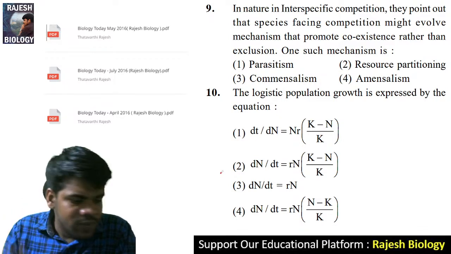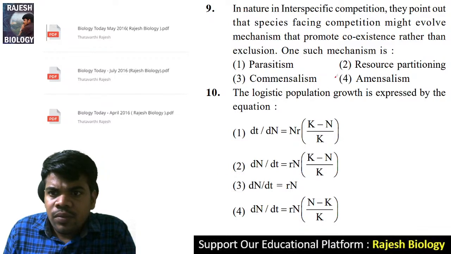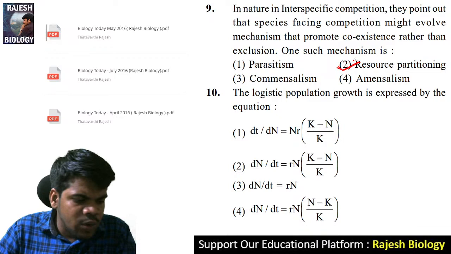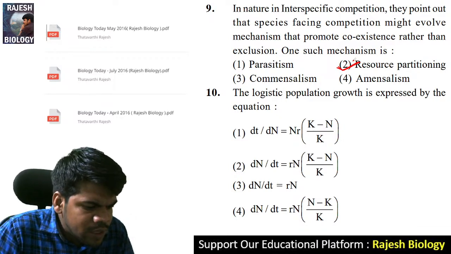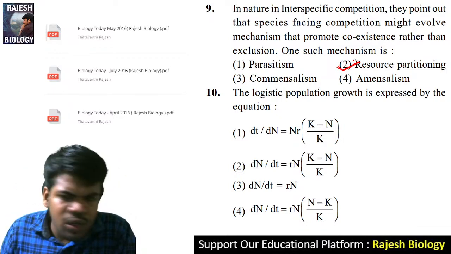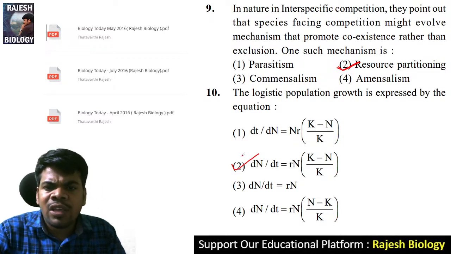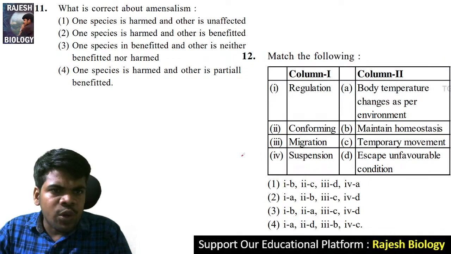Okay, come to the ninth question. Resource partitioning. Very good, 9-2. But nobody says that answer. Come to the 10th question. You are right. dN/dt equals rN (K minus N)/K. Come to the 11th question.